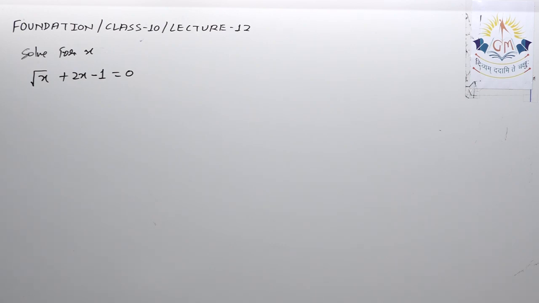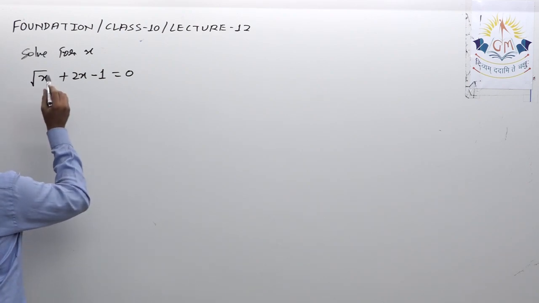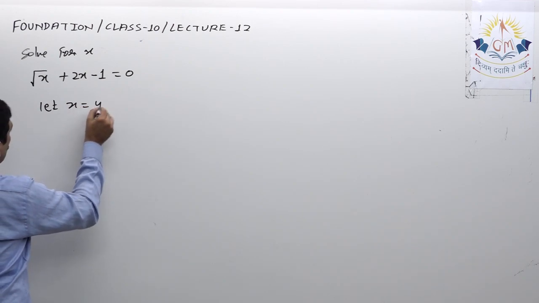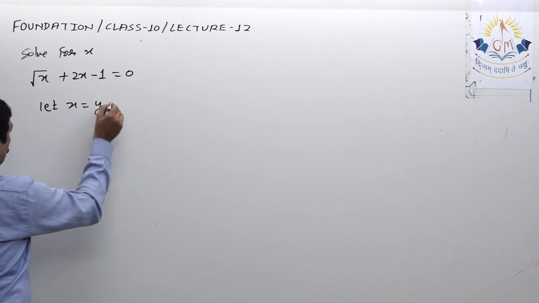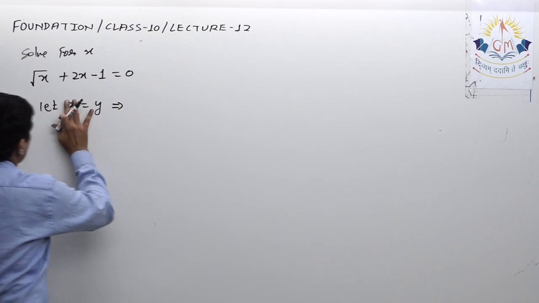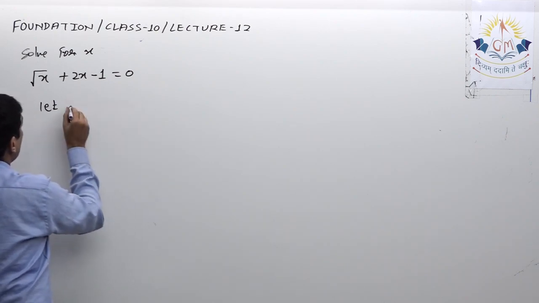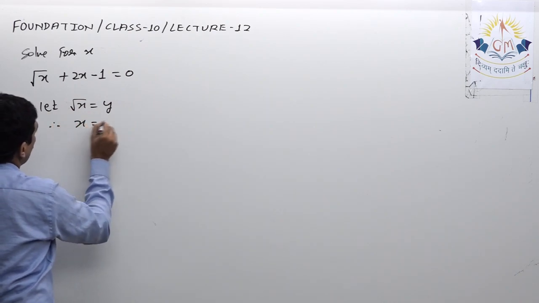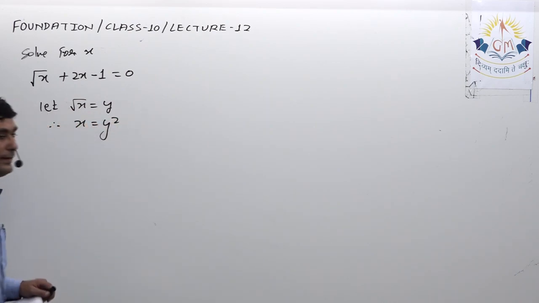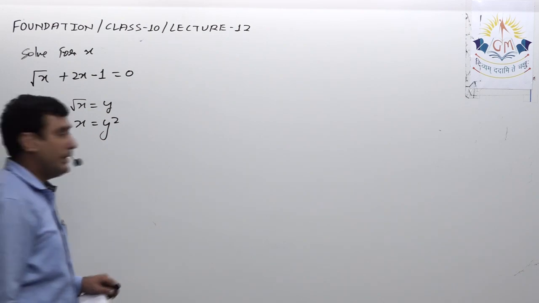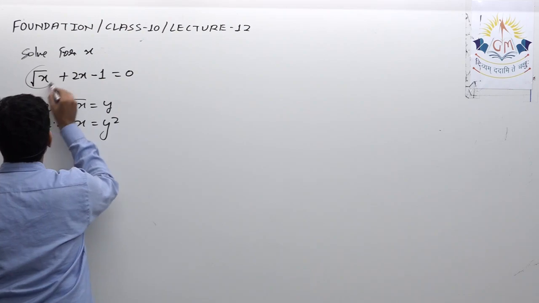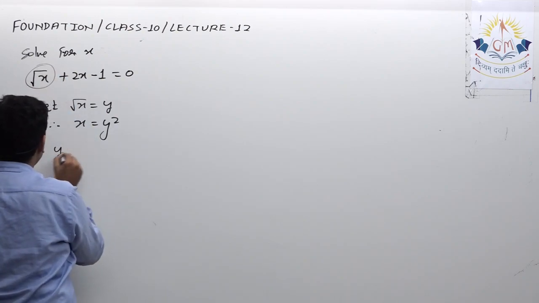Okay, let us see how to solve this. See, this is not that much difficult. Let root x be equal to y, therefore I can say x equals y square, isn't it? If I take root x equal to y, then x will be y square. So here in the place of root x I can put y.